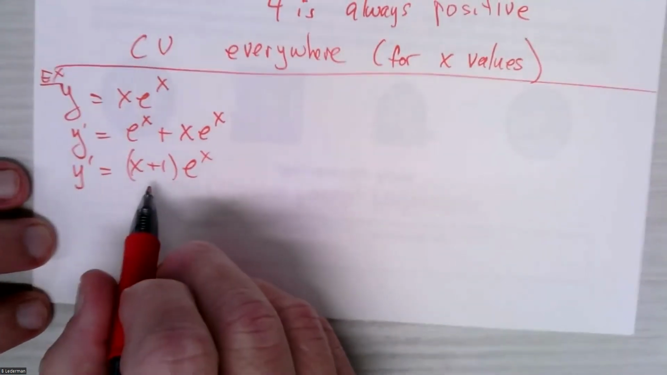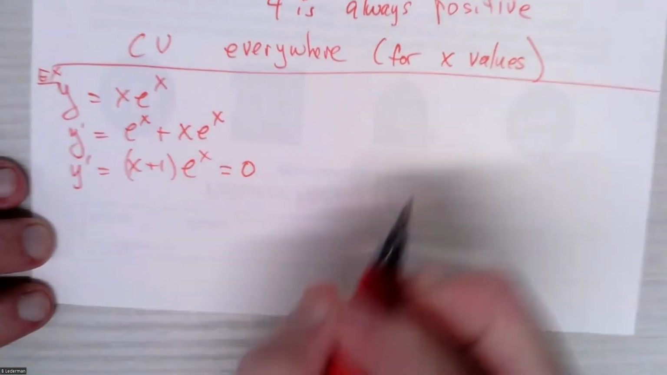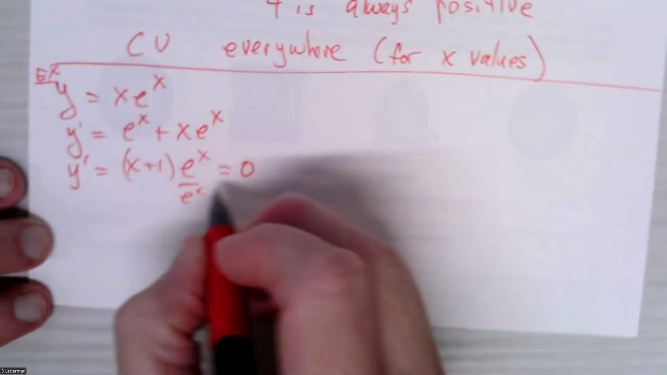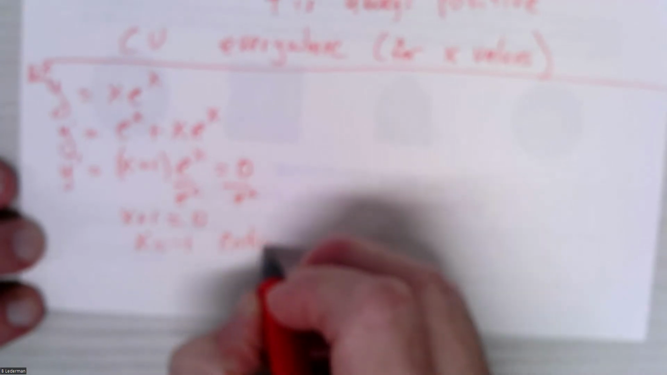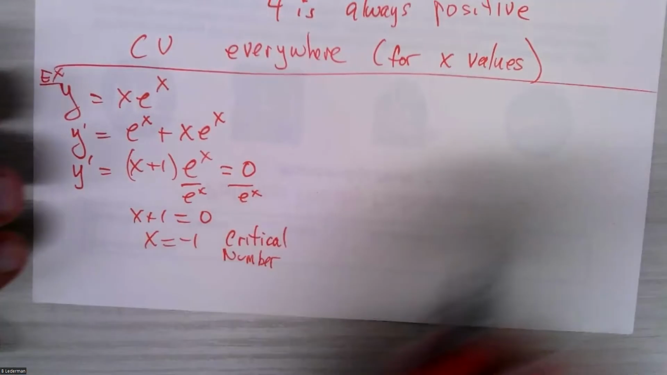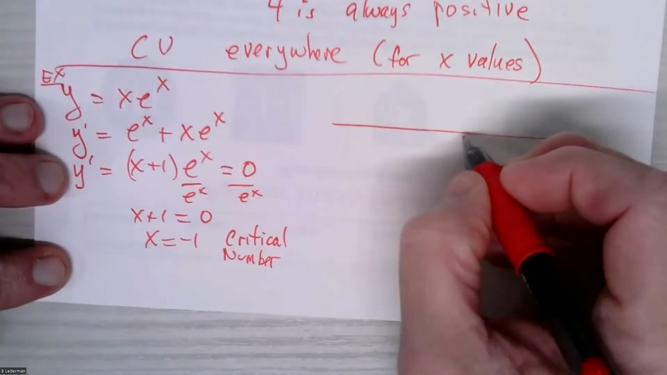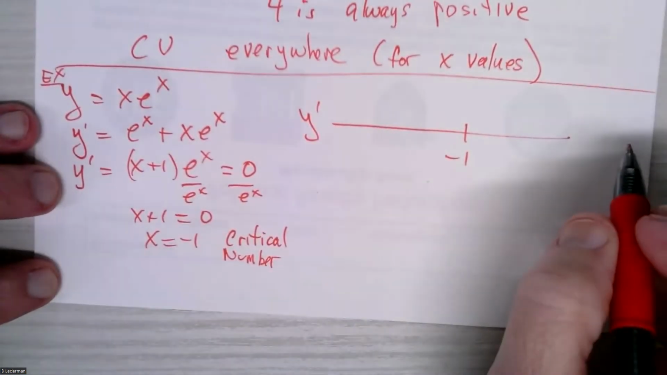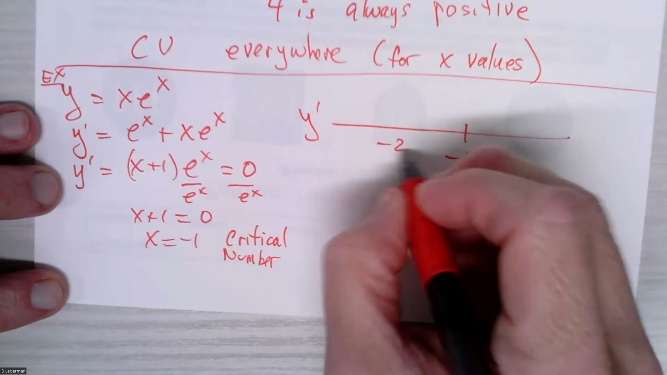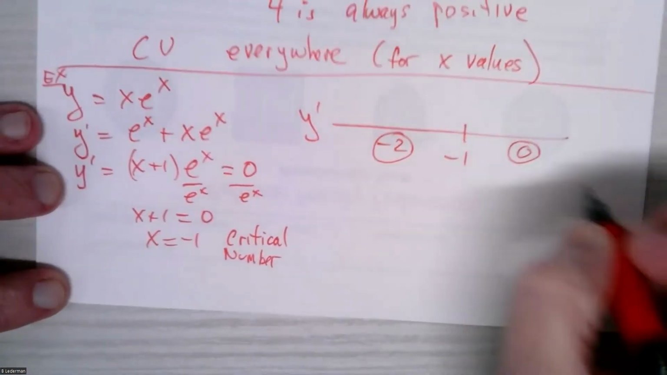The only time y prime could equal 0, I'm going to set this equal to 0, and divide both sides by e to the x, which is never 0. So I get x plus 1 equals 0, and then x equals negative 1. So x equals negative 1 is the only critical number. And let's look at a graph. That's negative 1. This is the y prime graph we're looking at. So let's take negative 2 and 0.